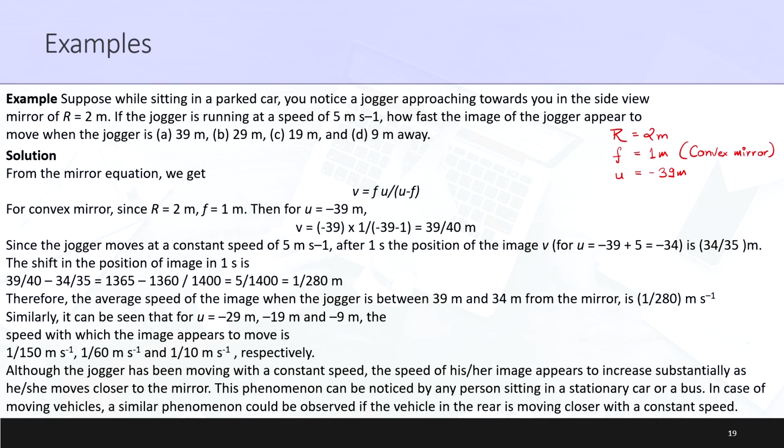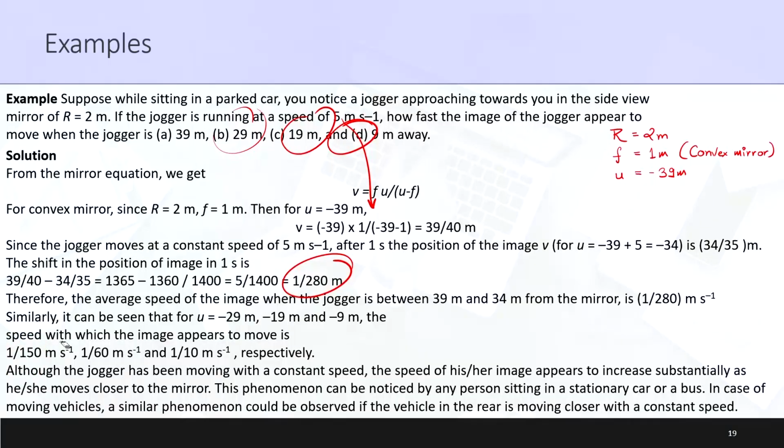Now, similarly, it means u is equal to 29 meters. Now, let us move on to this portion here. As you just keep on putting the data here, you will find that the speed of the image is changing, as you can see: 1 by 280, 1 by 150, 1 by 60 and 1 by 10. So, what can you infer from all this data? You can see that the speed keeps on increasing as the jogger moves towards the mirror. That is the conclusion of this example.